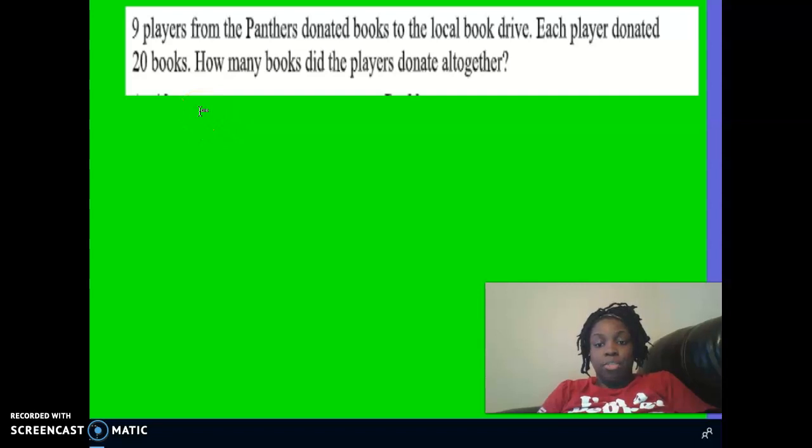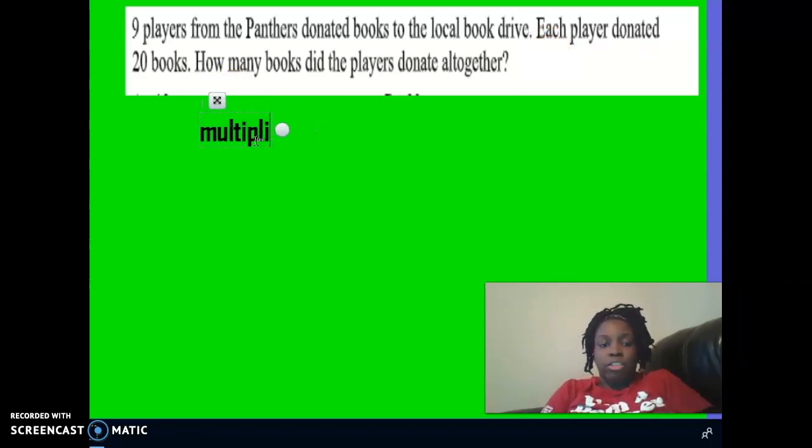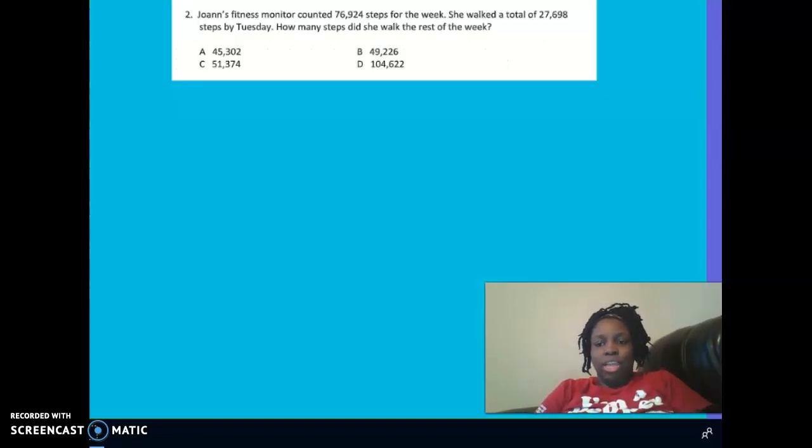Good. So this means that each means I need to multiply. Each player donated. So I'm doing 9 times 20. So obviously this is a multiplication word problem. Good job. You guys are doing excellent.